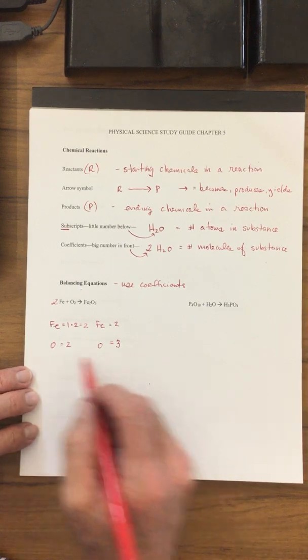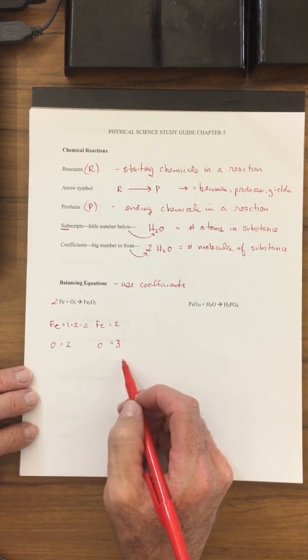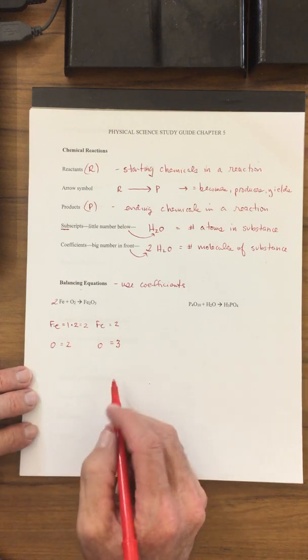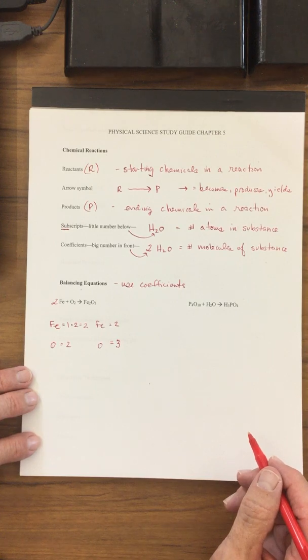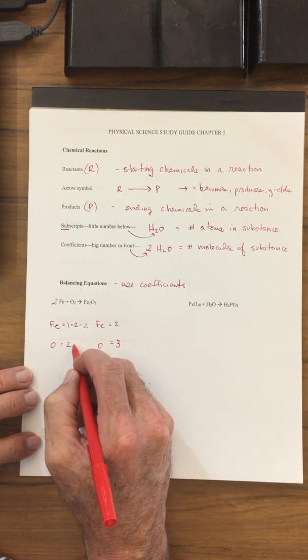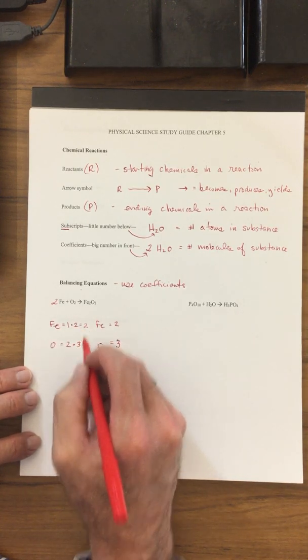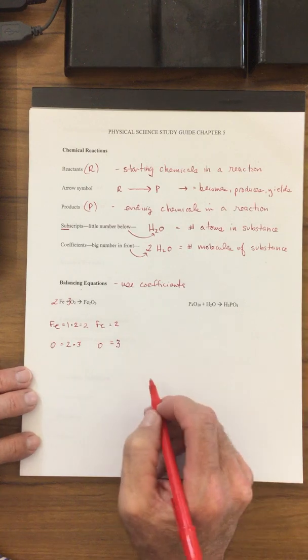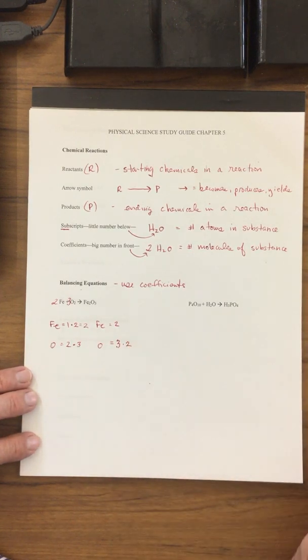But unfortunately, my oxygens are not balanced. So what am I going to have to do to balance these? Well, notice you have a 2 and a 3. What's going to be the lowest common multiple of 2 and 3? It's going to be 6. So I'm going to have to multiply the oxygens on the left-hand side by a 3. So I'll put that 3 there. We're going to multiply the right-hand side by 2.